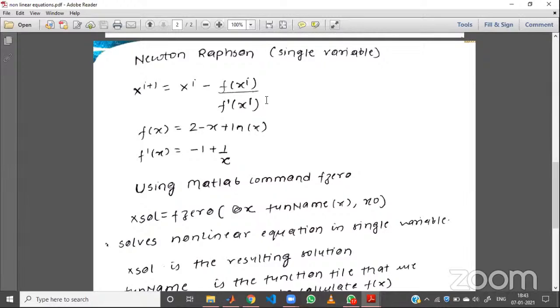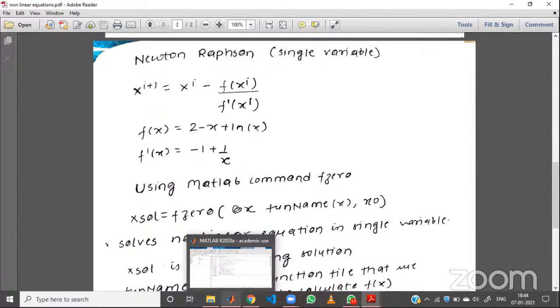The equation which I have taken is f of x equals 2 minus x plus log x. Now f dash x will be minus 1 plus 1 by x. So this we have to code, these three equations. Now how do we do repetitive tasks? We have to solve x(i+1) equal to xi minus f of xi divided by f dash xi many times, so we will use a for loop here.